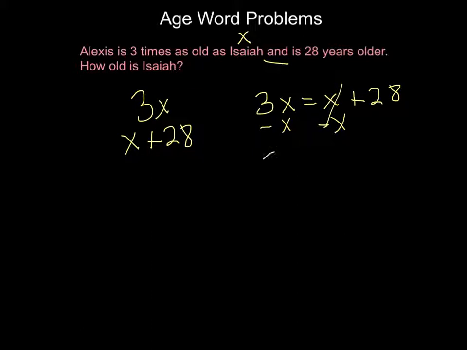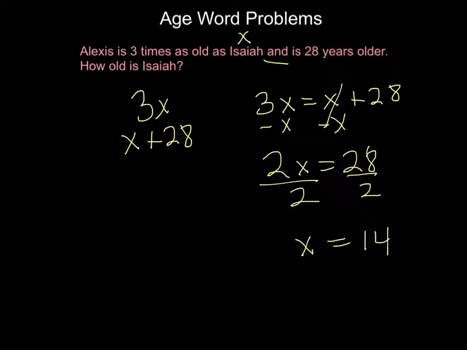Okay, and then you get 2x equals 28. Divide by 2, and x equals 14. Since x refers to Isaiah, or represents Isaiah, x happens to be our answer. So how old is Isaiah? He is 14.